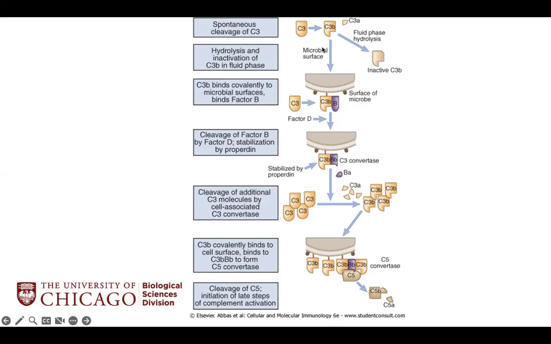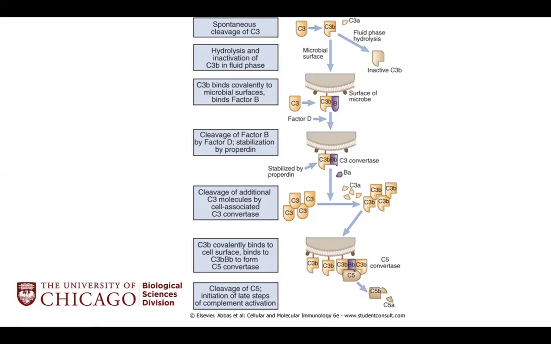Okay, but if you have your C3b and there happens to be a microbe there, then it should bind to the surface. And then you have a B that binds to it. Factor D will cleave, and this is where you have your C3 convertase. Stabilized by properdin, you get more C3 cleavage. These C3bs will attach, and then you get a double C3bBb, and that's your C5 convertase, which will start cleaving C5 to C5b, and then a second anaphylatoxin called C5a.